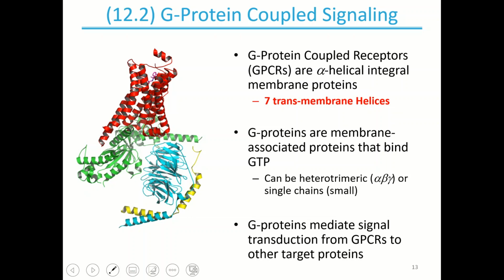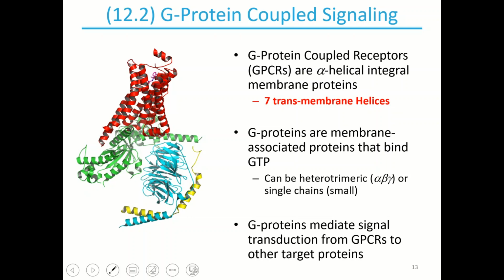Most of the examples that we'll see are heterotrimeric, meaning they have 3 separate polypeptide chains that are all different in sequence, and those subunits are denoted alpha, beta, and gamma. Some G proteins can be single chains. Those typically are much smaller. So here we see the G protein is actually larger than the receptor part.